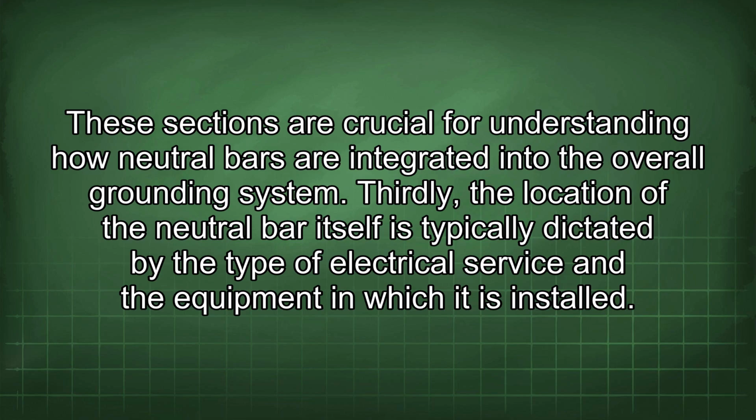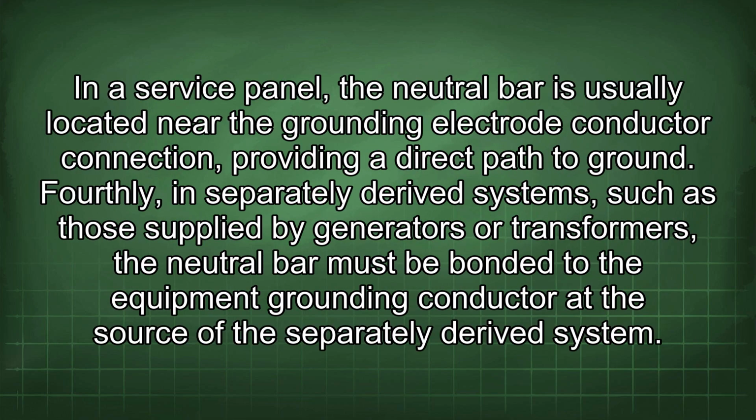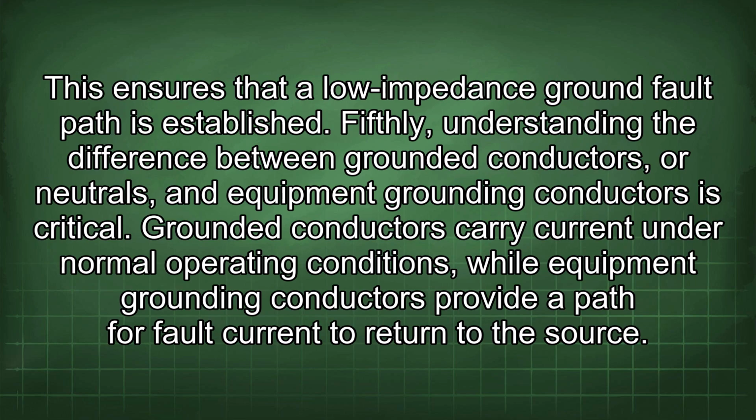Thirdly, the location of the neutral bar itself is typically dictated by the type of electrical service and the equipment in which it is installed. In a service panel, the neutral bar is usually located near the grounding electrode conductor connection, providing a direct path to ground. Fourthly, in separately derived systems, such as those supplied by generators or transformers, the neutral bar must be bonded to the equipment grounding conductor at the source of the separately derived system. This ensures that a low impedance ground fault path is established.